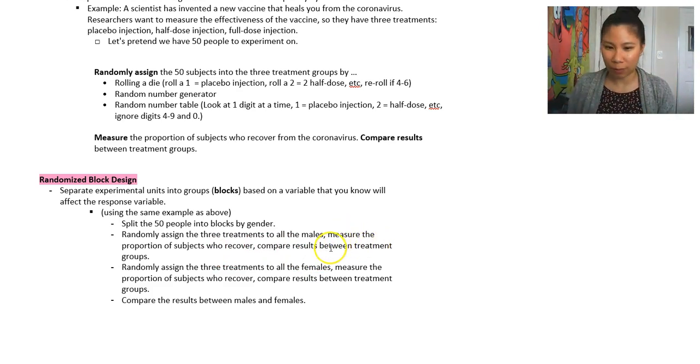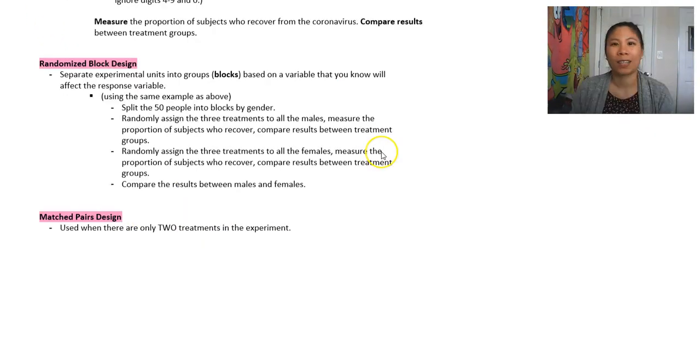Do the same thing with the females. And you can always just say like similarly with the females instead of rewriting that whole part. And then lastly, you also want to compare the results between the 2 blocks that you had, so the males and the females. And obviously, when it says randomly assigned, you would need to explain your process for the random assignment as well. And finally, the last type of design that I want to talk about is the matched pairs design.